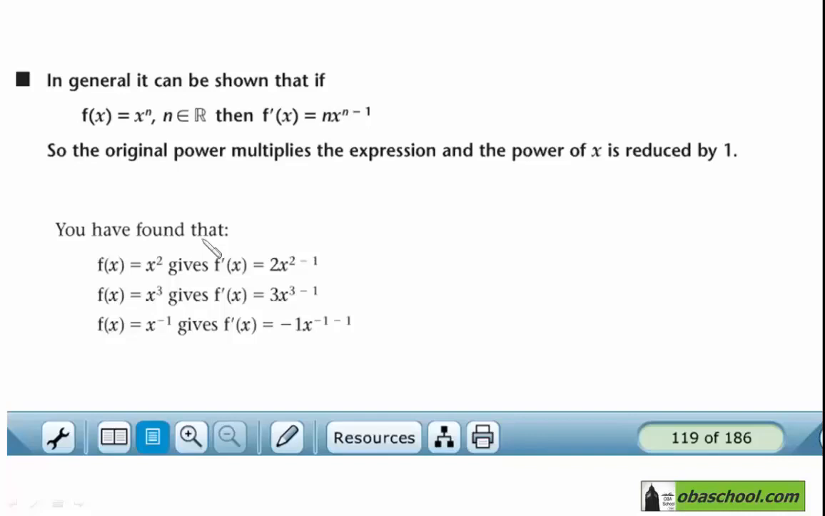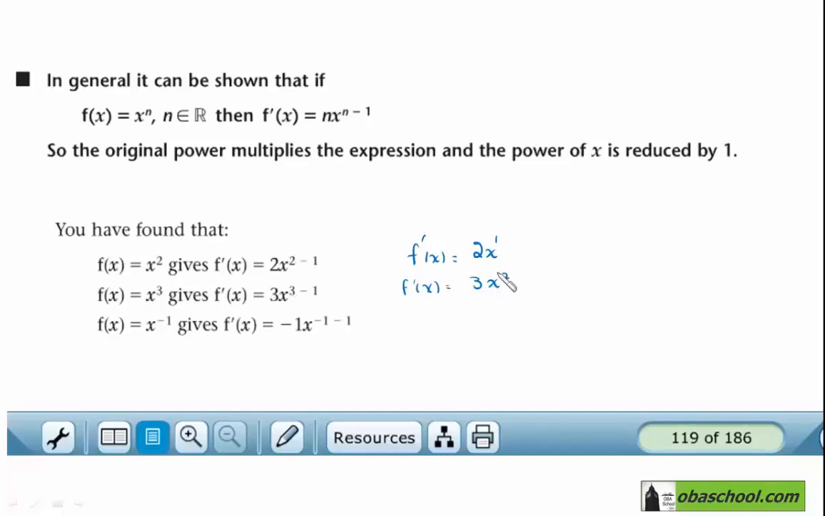Previously, we found that for f of x equal x squared, the derived form f prime of x is 2x, where 2x is n multiplied by x to the power 2 minus 1, which is 1. We proved this before. For f of x equal x cubed, we multiply by n, that is 3, and reduce the power by 1. 3 minus 1 is 2.